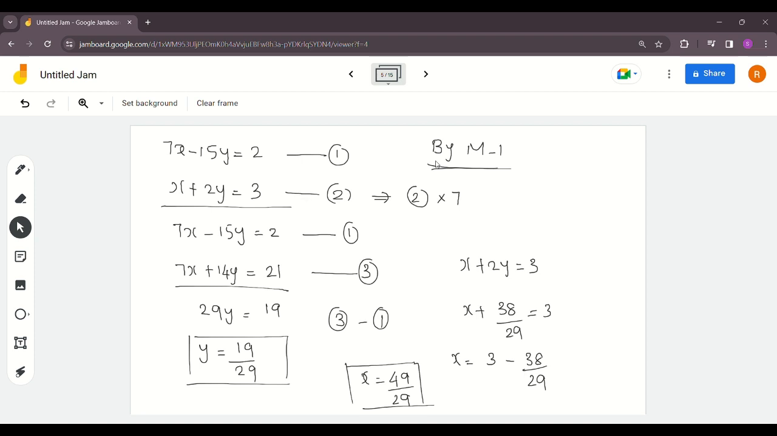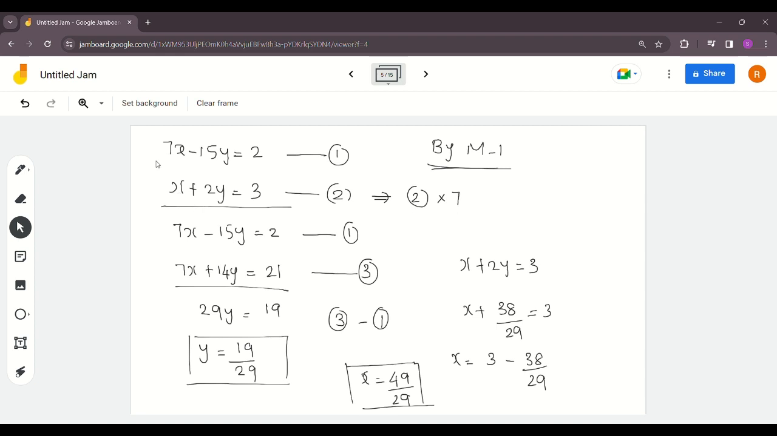So the first method is elimination. For this you need to eliminate the value of either x or y first, then find the other value, and then substitute it in any one of the equations to find the remaining value. Here we are eliminating x first. It's very easy, because if we multiply the second equation by 7, it also becomes 7x, and since the sign is the same, you can directly subtract and cancel it. So we are multiplying this equation by 7.